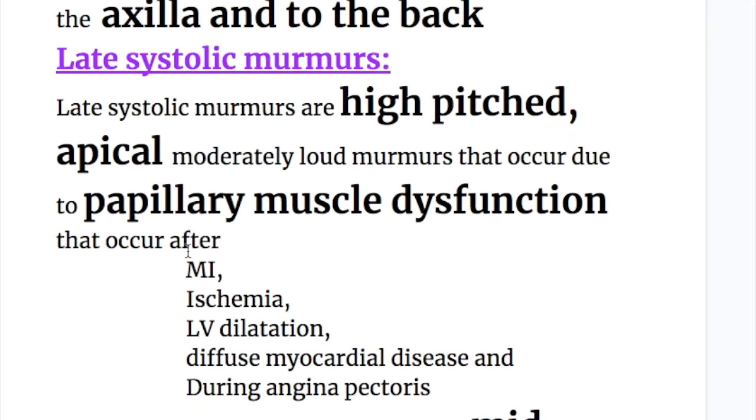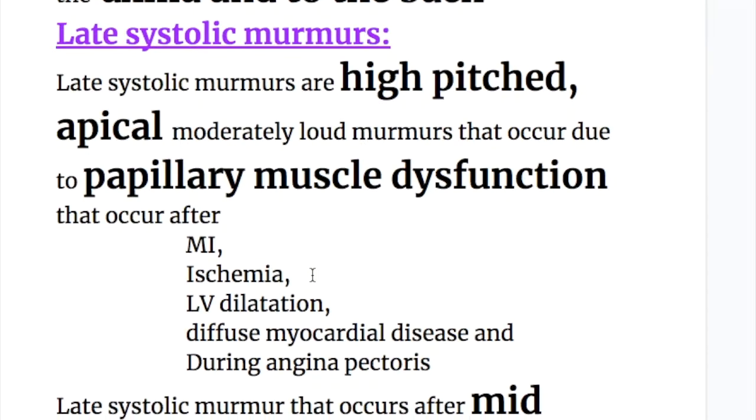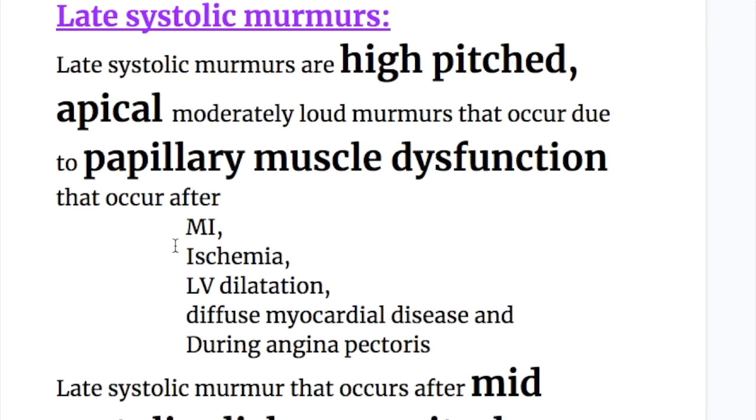Now, late systolic murmur. Late systolic murmurs are high-pitched, apical and moderately loud murmurs. So why do they occur? They occur due to papillary muscle dysfunction. When does papillary muscle dysfunction occur? It occurs after myocardial infarction, ischemia, left ventricular dilatation, diffuse myocardial diseases, and during angina pectoris. The late systolic murmur occurs after these conditions due to papillary muscle dysfunction.